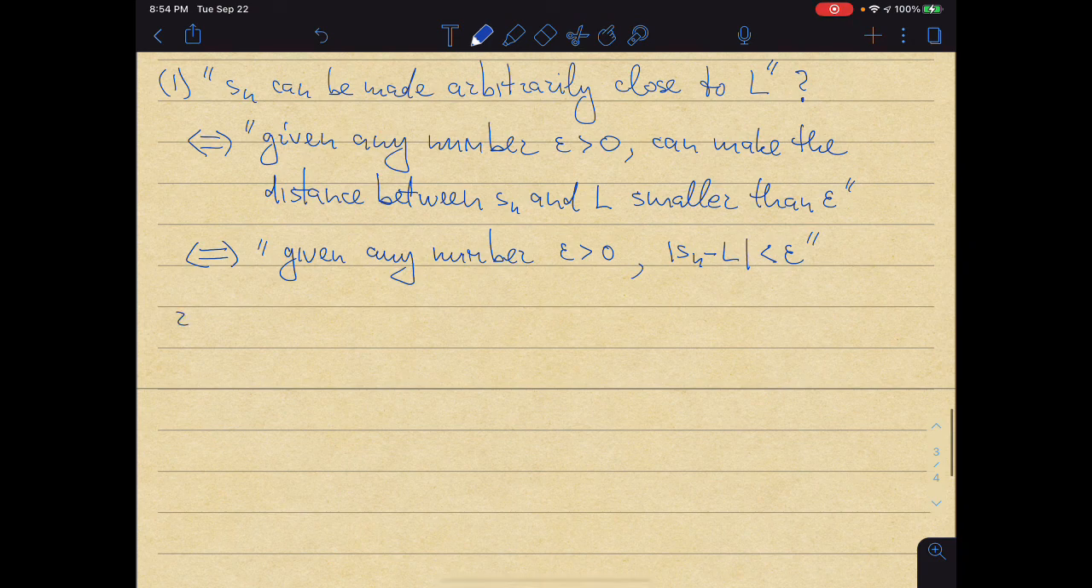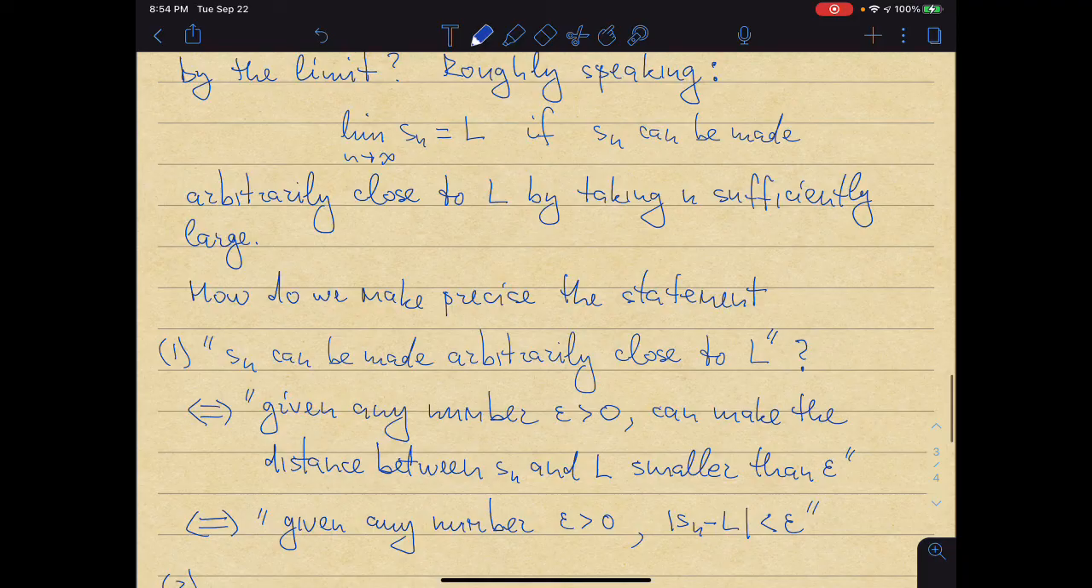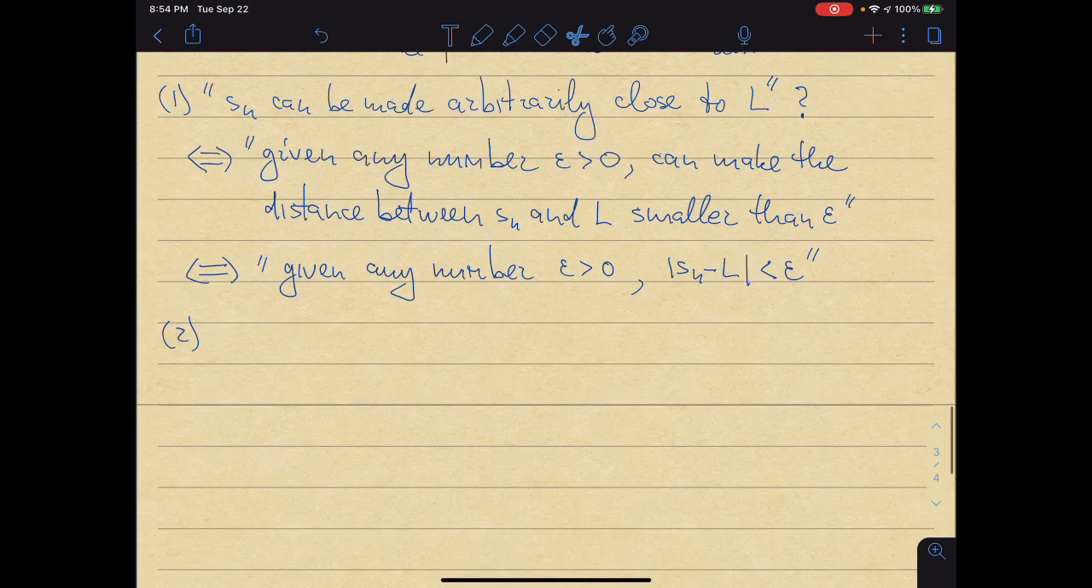Statement number 2 that I want to make precise: Sn can be made arbitrarily close to L. We figure this out by taking n sufficiently large. Right? What does it mean for n to be sufficiently large? So what does that mean?